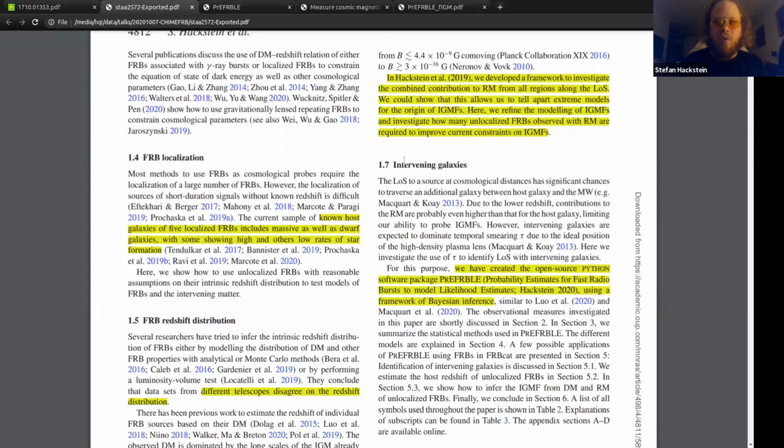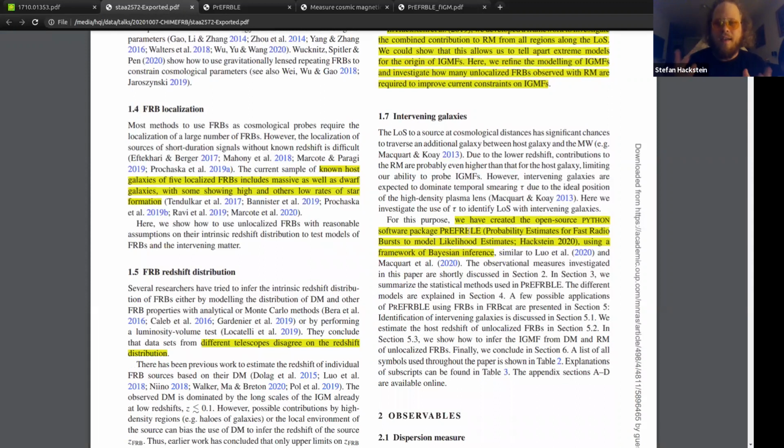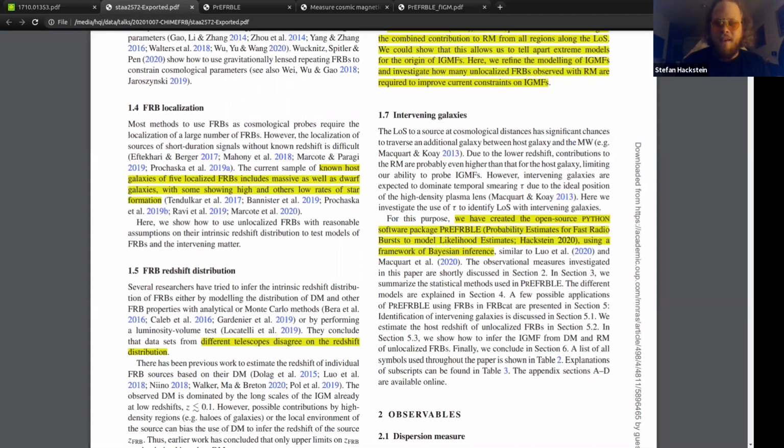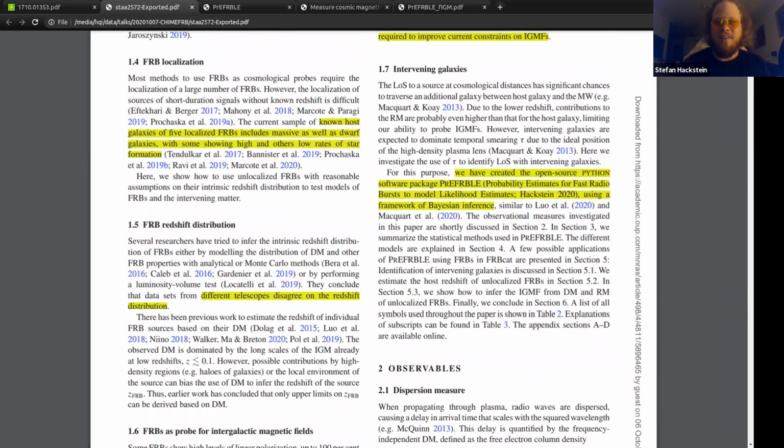So as I said, we are accounting also for intervening galaxies, and we have learned something about them too. And basically, to do all of this, we have been producing a Bayesian inference framework, which has been put together in an open Python software package, PreFRBLE, short for probability estimates for fast radio bursts, to model likelihood estimates. This provides you with a preferable way to interpret fast radio bursts. And I hope I can convince you to take a look at this machinery and maybe see if you can apply it in your own research.